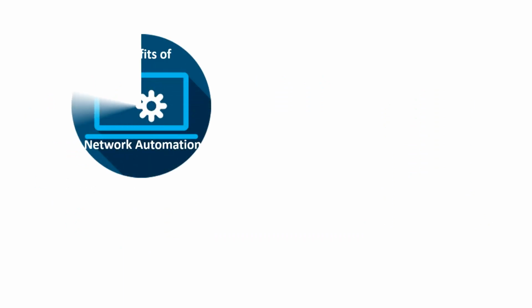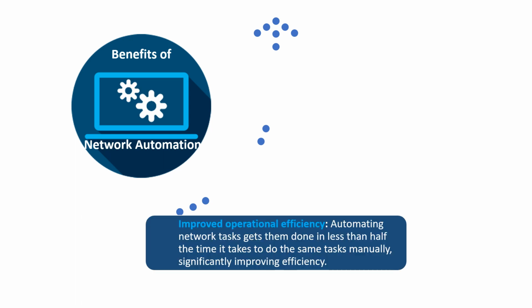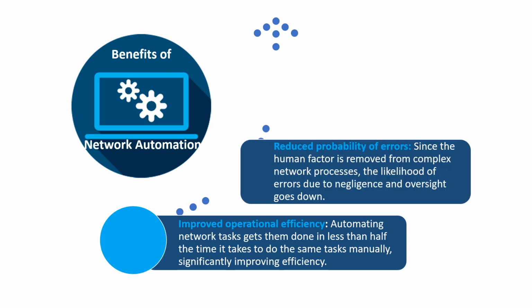Now we can see what are all the benefits of network automation. First, we can achieve improved operational efficiency, that is, automating network tasks gets them done in less than half the time it takes to do the same task manually, significantly improving the efficiency. Because of making automated networks, that is by using software program tools, we can achieve improved operational efficiency.